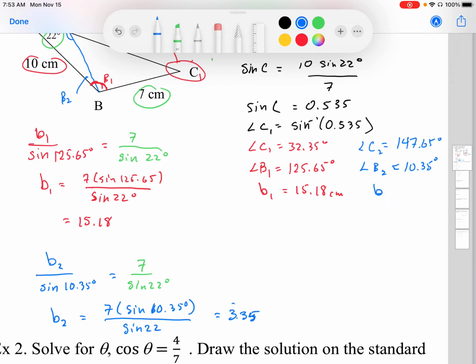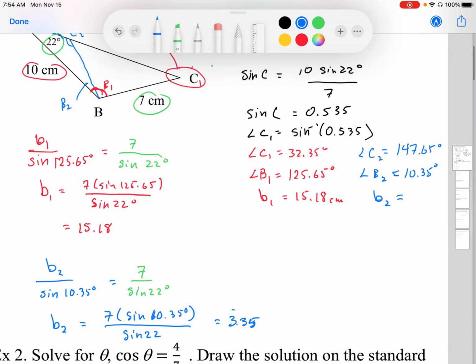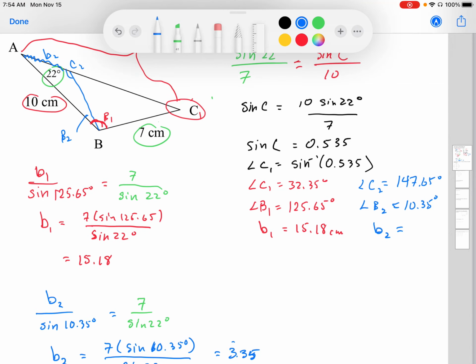So the length of B, that shorter length in the picture here, this length right here, is going to be 3.35, and the longer length that we're talking about here is going to be 15.18 centimeters. I should make sure that's in centimeters.